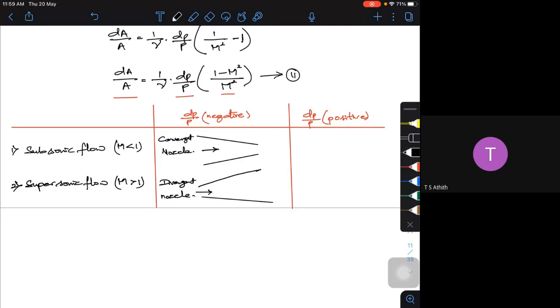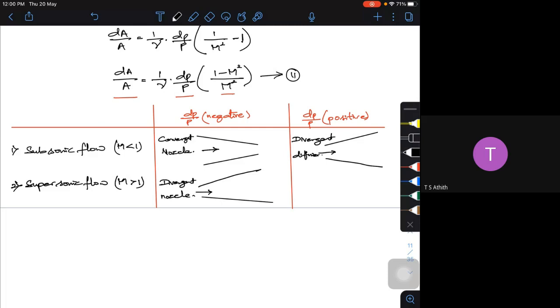Now, what is the thing which is very important here? It's your pressure gradient. So now suppose my dP by P is positive. Exactly, this will become a diffuser. So I am going to end up with a divergent diffuser. This is the direction of the flow. This is all from equation 11, what I am writing.